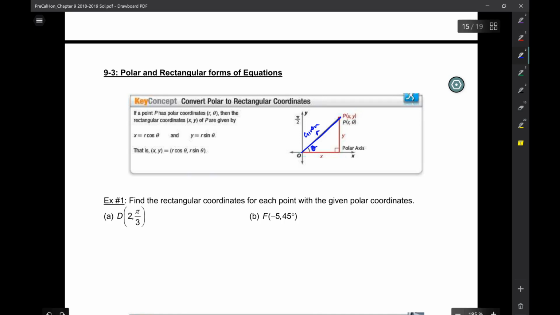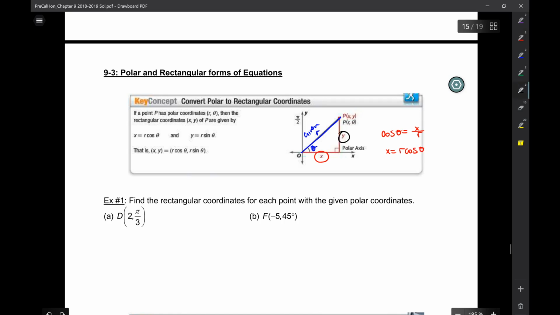So look at this one. If this is a right triangle, and if you know this theta and if you know this side, how could you connect those to x over here? How is x related to this angle and the r? How could you find it? You can use cosine, right? Cosine of theta is equal to x over r. So then what would x equal? R cosine theta.